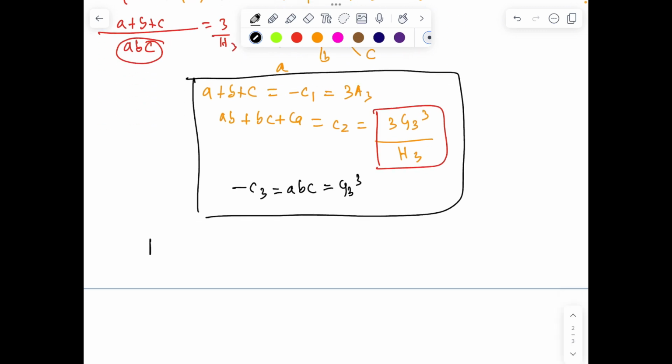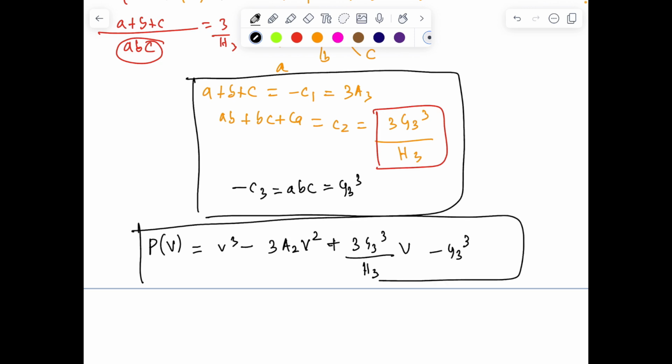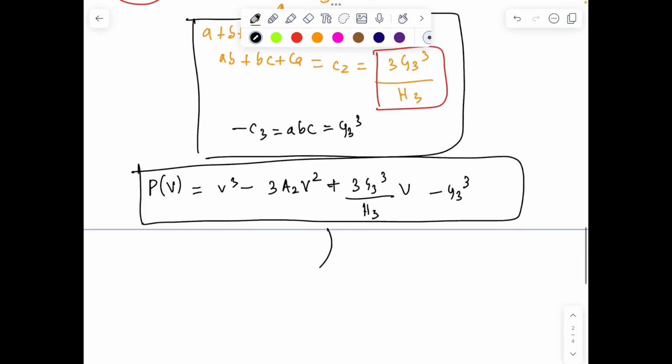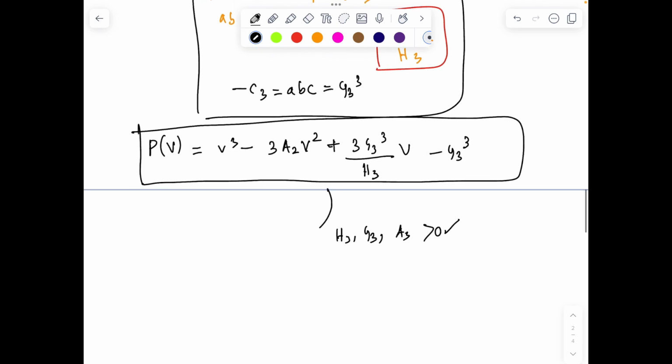Okay, now we just need to manipulate and interpret these relations. So from here we can write the polynomial P(B) as B cube minus 3A3 B square plus 3G3 cube by S3 times B minus G3 cube. And these are the only positive solutions to P(B) equals 0, because the only positive solutions for this are ABC, since A3, G3, S3 are positive. So S3, G3 and A3 are all three positive.